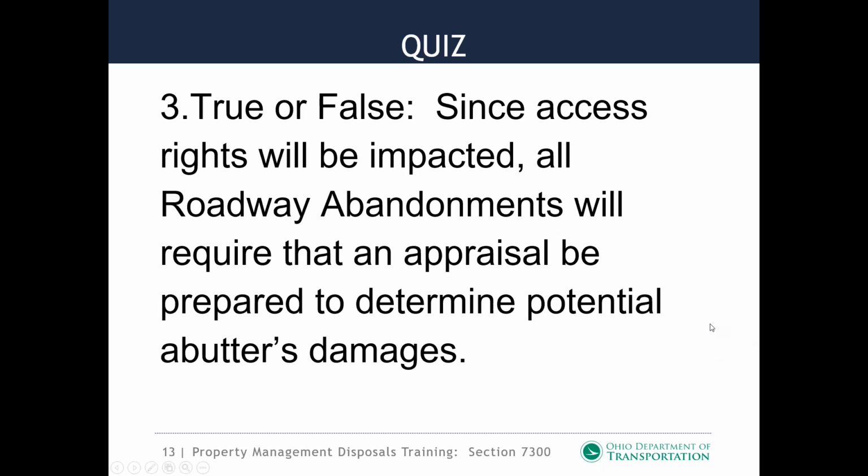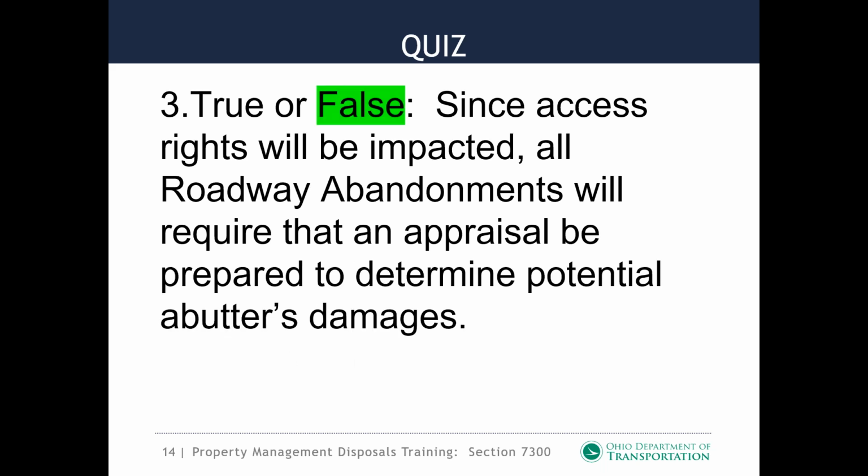Number 3, true or false? Since access rights will be impacted, all roadway abandonments will require that an appraisal be prepared to determine potential abutters damages. We're getting a whole bunch of F's. Man, that is correct. Sorry, there will not always be damages.